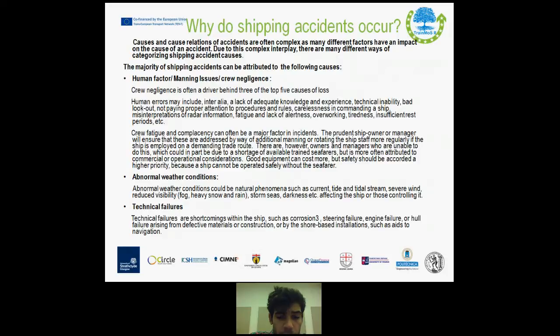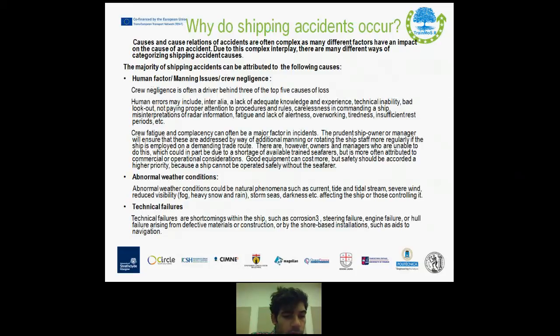There are, however, owners and managers who are unable to do this, which could in part be due to a shortage of available trained seafarers, but is more often attributed to commercial or operational considerations. Good equipment can cost more, but safety should be accorded a higher priority because a ship cannot be operated safely without the seafarer.